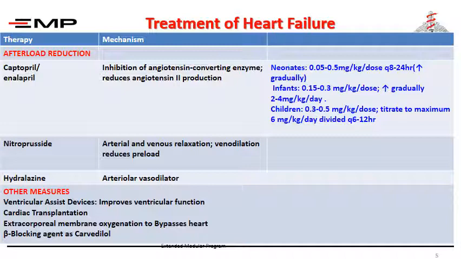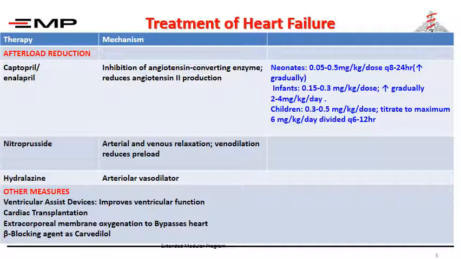But if you give captopril early, it prevents the cardiac remodeling and the patient has a better chance of controlling his heart failure. And these are the doses, please kindly read them. On average, we use 0.5 milligram per kilogram per day, or it can be increased per dose. Nitroprusside can also be used for arterial and venous relaxation, and it's a venodilator that reduces the preload.